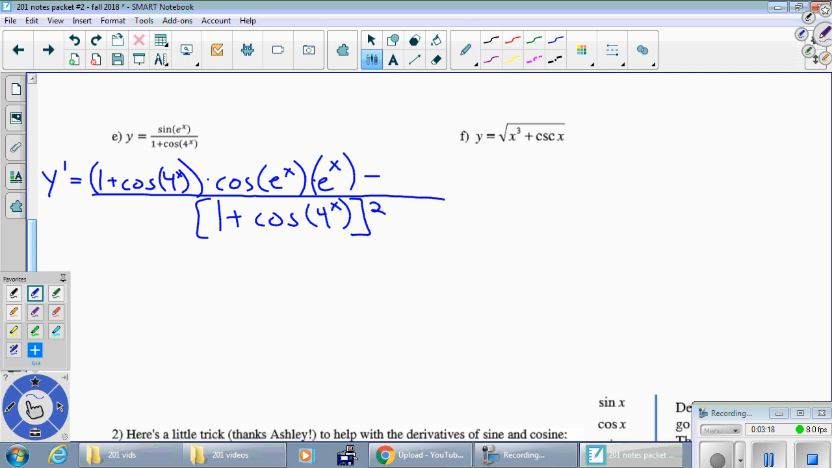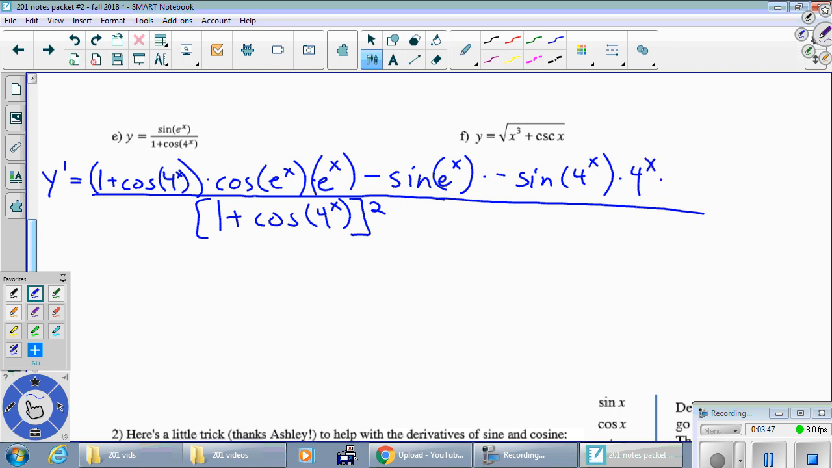Continuing the quotient rule, minus the top, we copy that, times the derivative of the bottom. So the 1 plus becomes 0 plus, which I won't write. And then the derivative of cosine of stuff is negative sine of stuff, times the, oh, that's not right, 4 to the x on the bottom. Negative sine of stuff times the derivative of the stuff. And the derivative of 4 to the x is 4 to the x, but remember this is an a to the x example. So it's not as simple as specifically e to the x. We always have to multiply by ln of the base, ln of 4 in this case.